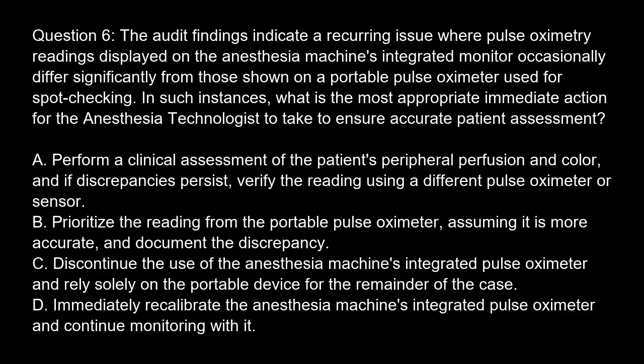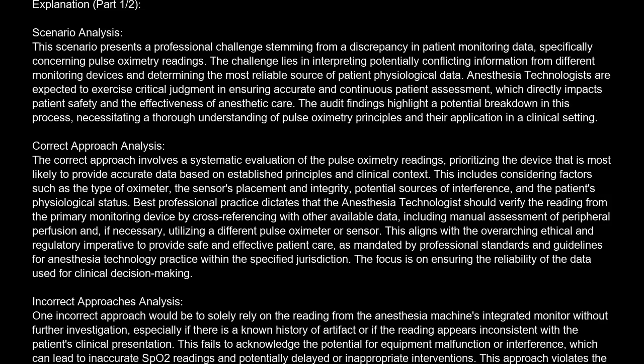Option B. Prioritize the reading from the portable pulse oximeter, assuming it is more accurate, and document the discrepancy. Option C. Discontinue the use of the anesthesia machine's integrated pulse oximeter and rely solely on the portable device for the remainder of the case. Option D. Immediately recalibrate the anesthesia machine's integrated pulse oximeter and continue monitoring with it. The correct answer is D. Immediately recalibrate the anesthesia machine's integrated pulse oximeter and continue monitoring with it.